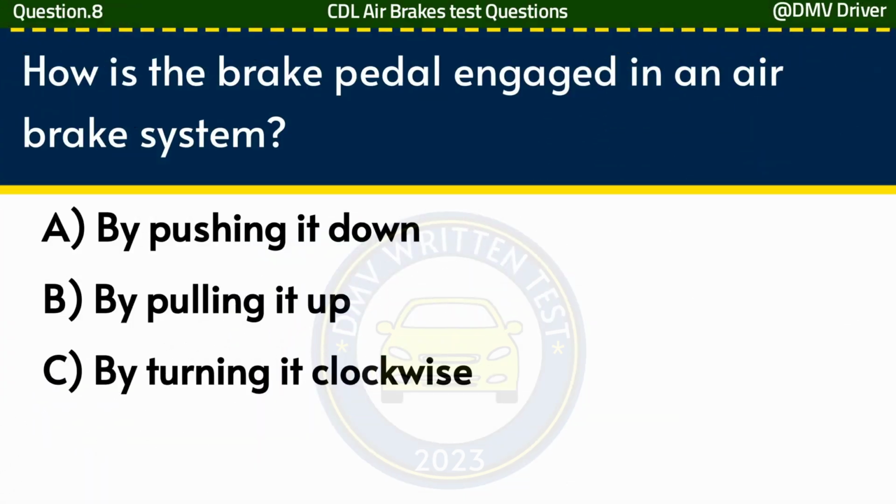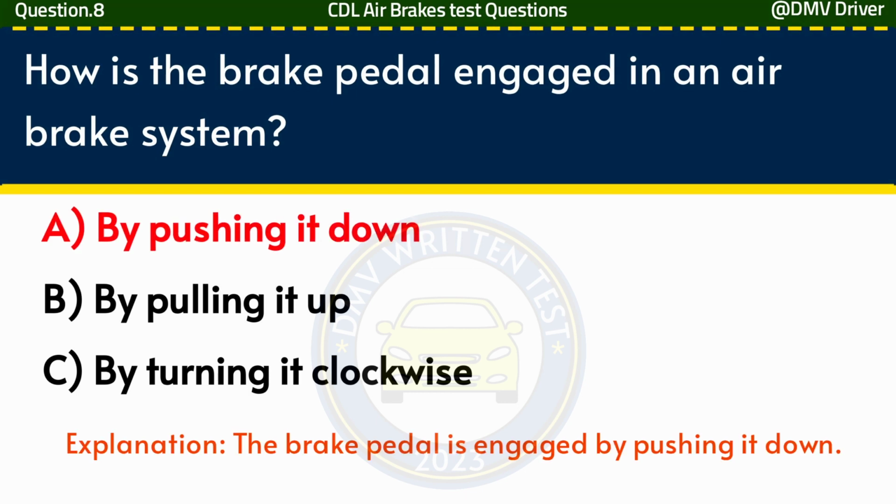Question 8. How is the brake pedal engaged in an air brake system? A. By pushing it down. B. By pulling it up. C. By turning it clockwise. The correct answer is option A. The brake pedal is engaged by pushing it down.